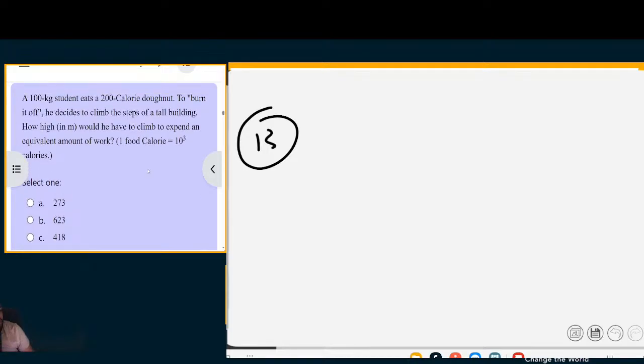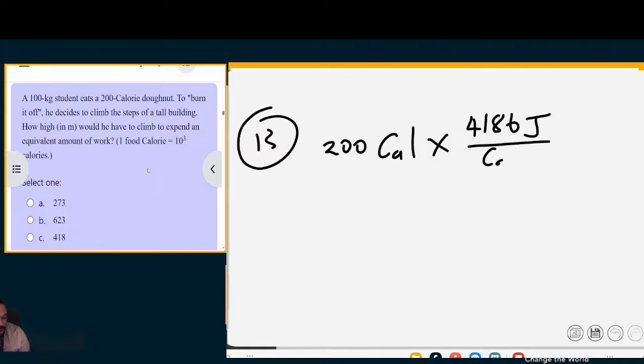Now convert the energy to joules. So 200 calories, you need to convert that to joules. I should multiply it by 4,186 joules. There's 4,186 joules per calorie. Those cancel, so 200 calories is 836,800 joules. This is how many joules there is in 200 calories.